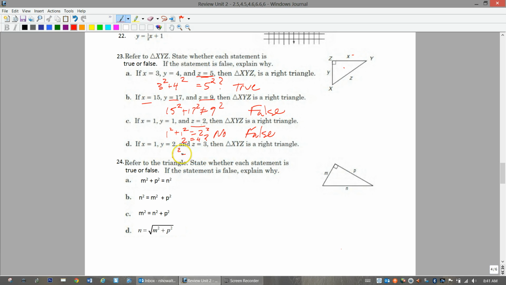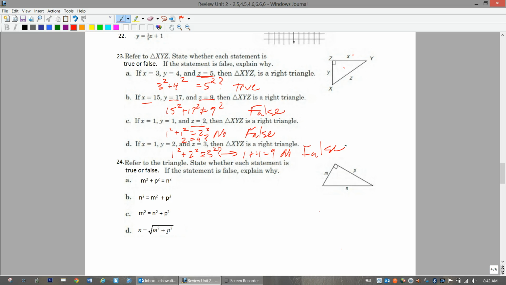Okay, is 1 squared plus 2 squared equal to 3 squared? We're okay to even try that because z is the longest side. 3 is larger than 2 and 1, and it's also in the picture across from the right angle, so it's the hypotenuse, so it has to be the longest side. Anyways, 1 squared is 1, 2 squared is 4. Is that equal to 9? Well, that's no, so the answer is false.